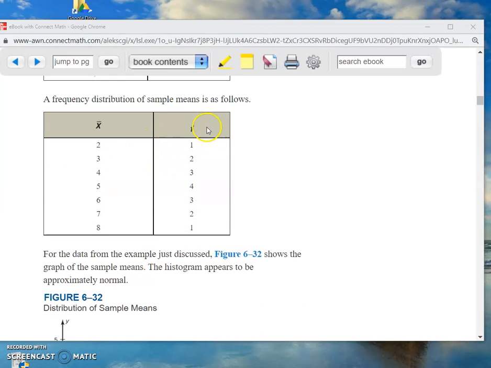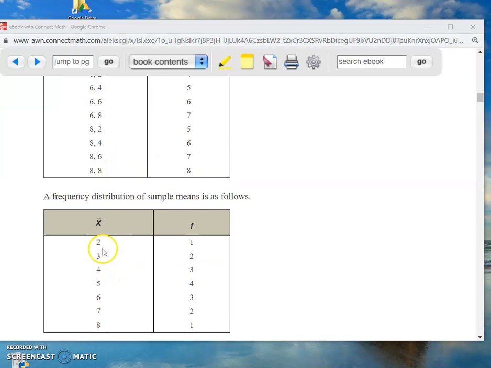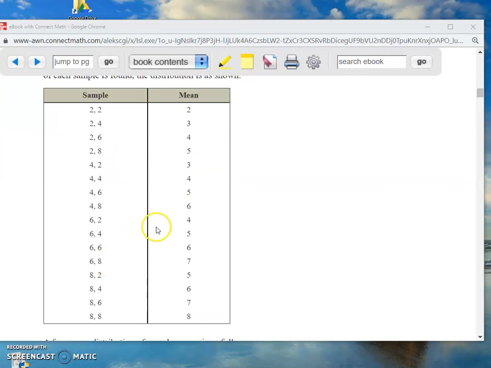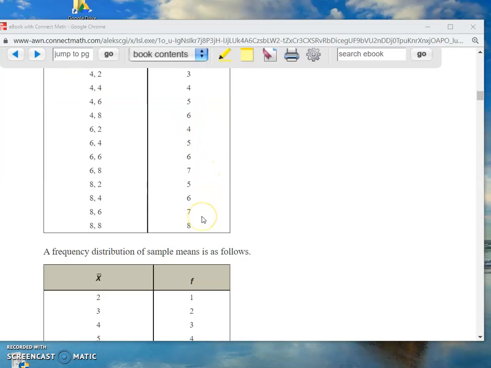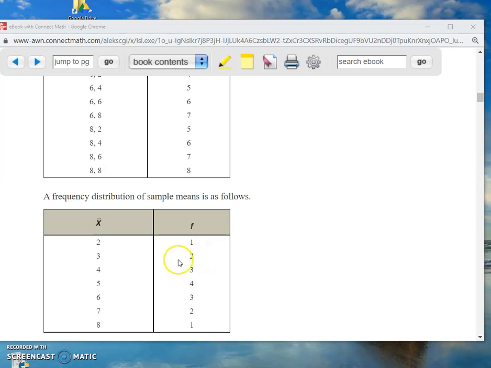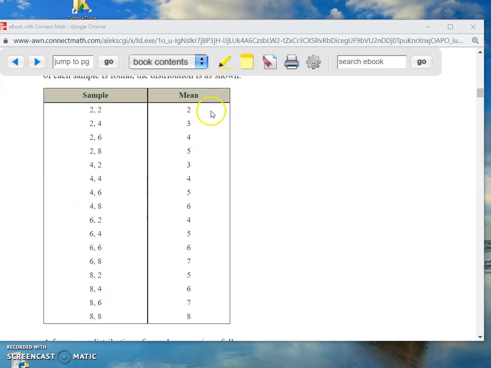So now, again, I keep stressing this. I want you to make sure you understand that the X bar can be a random variable. So the X bar has its own frequency distribution. Here it is. How many times is X bar equal to 3, let's say? Well, let's see. Here's 1, and there it is. There's 2 of them.